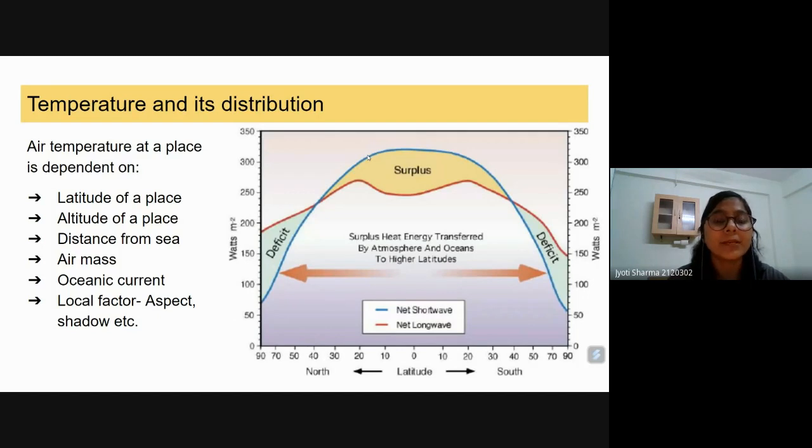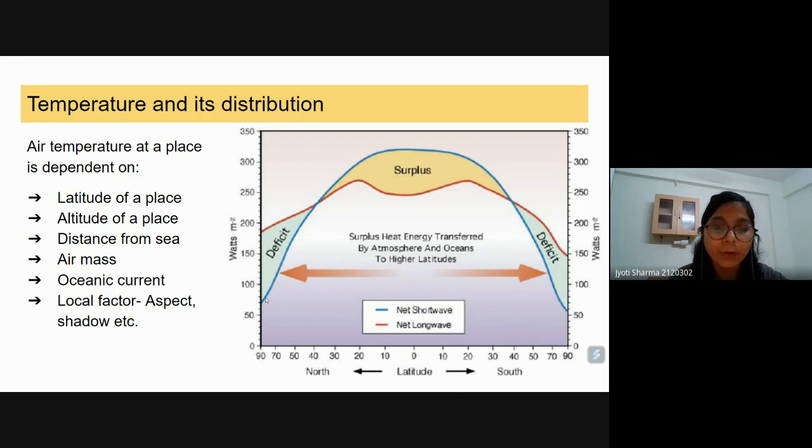If we talk about temperature and its distribution, the air temperature at a place is dependent on the latitude of the place. Why the latitude? Because here we can see the zero latitude, the northern pole and the southern pole. At the zero latitude, at the equator, we get an ample amount of net short wave radiation. But we return energy as long wave radiation that is less than the amount of short wave radiation. So here is a surplus of energy.